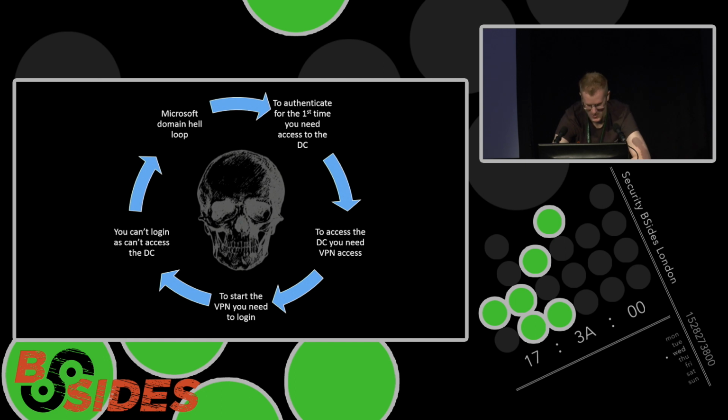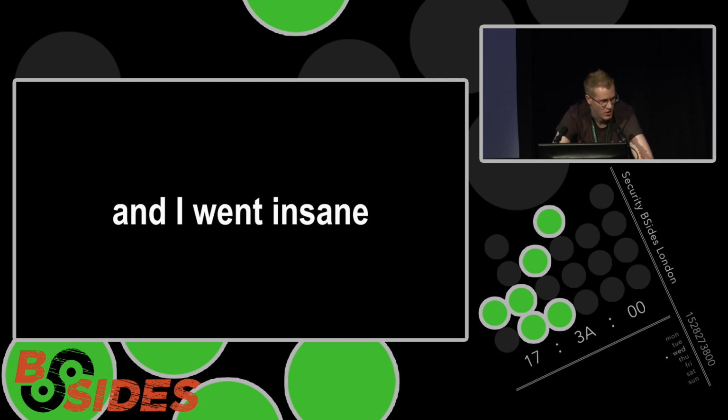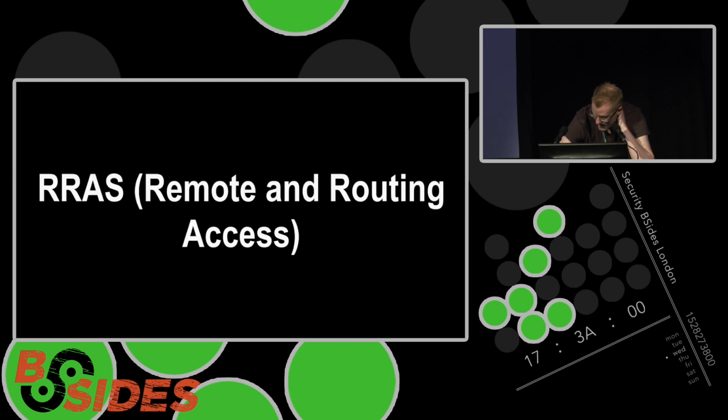It's my professional slide, the Microsoft domain hell loop. To authenticate the first time, you need to access the DC. To access the DC, you need VPN access. To start the VPN, you need to log in. You can't log into the DC, so you can't start the VPN. And it just goes on and on and on. And I did what most people should do, give up. No, I went insane. And of course, Microsoft had the answer. And there it is.